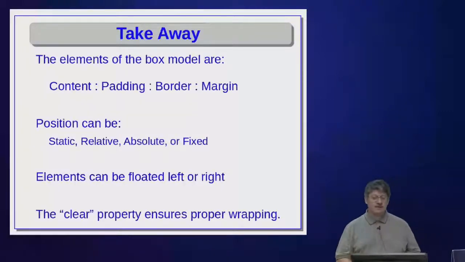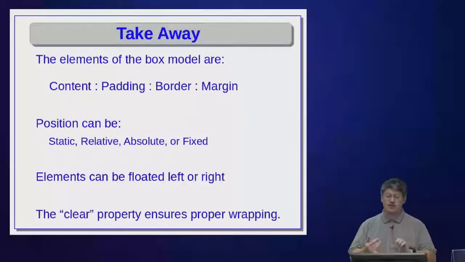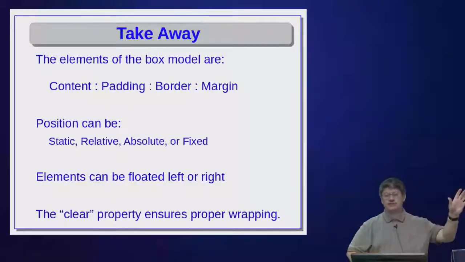So in summary, the elements of the CSS box model are the content, which is surrounded by the padding, which is surrounded by a border, which is surrounded by margin. We can use positioning to place elements, and the 4 different types of positioning algorithm are static, relative, absolute, and fixed. We can also float elements to the left or to the right, and we can use the clear property to make sure that they wrap properly.